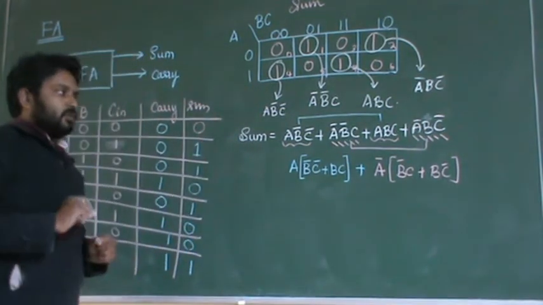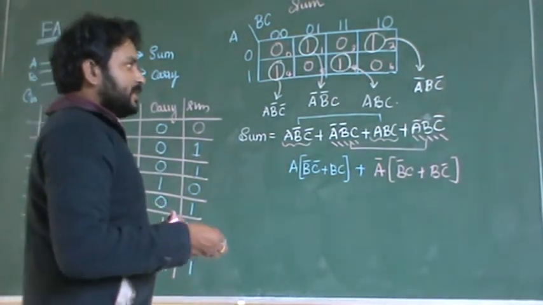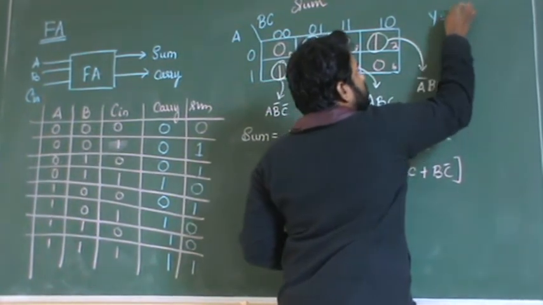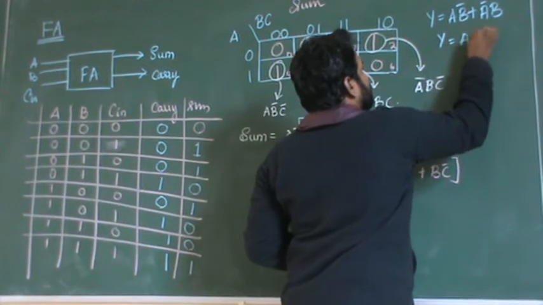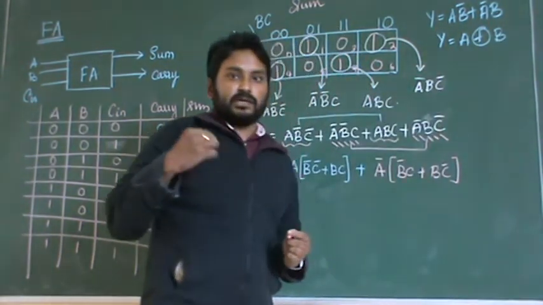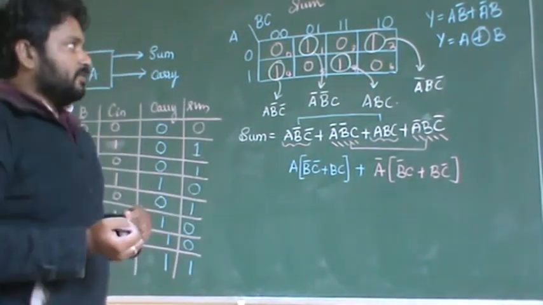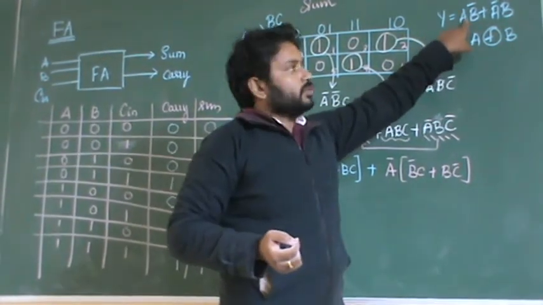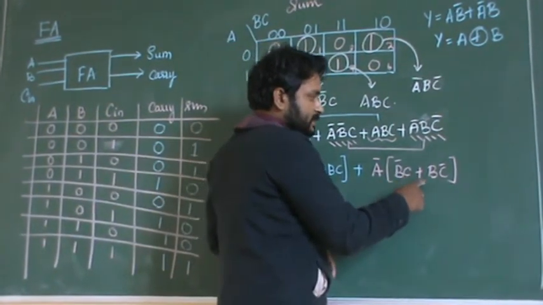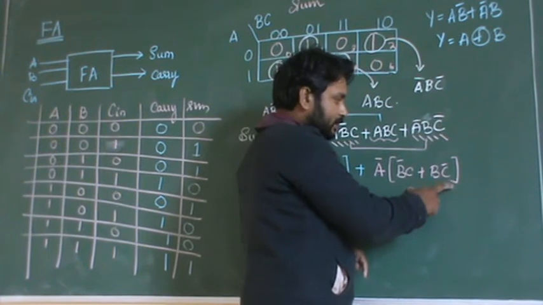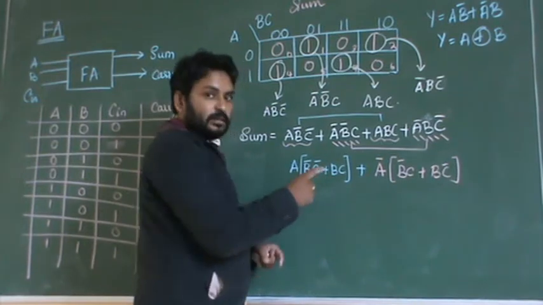Now, as I have already discussed with you, what is the expression for the XOR? The expression for XOR is Y is equal to A into B bar plus A bar into B. When I was discussing the derived gates and universal gates like AND, OR, NOT, I already gave the expression for the XOR. So this is nothing but this. See here, B bar into C plus B into C bar is nothing but the XOR operation. And B bar into C bar plus B C is nothing but the XNOR operation.